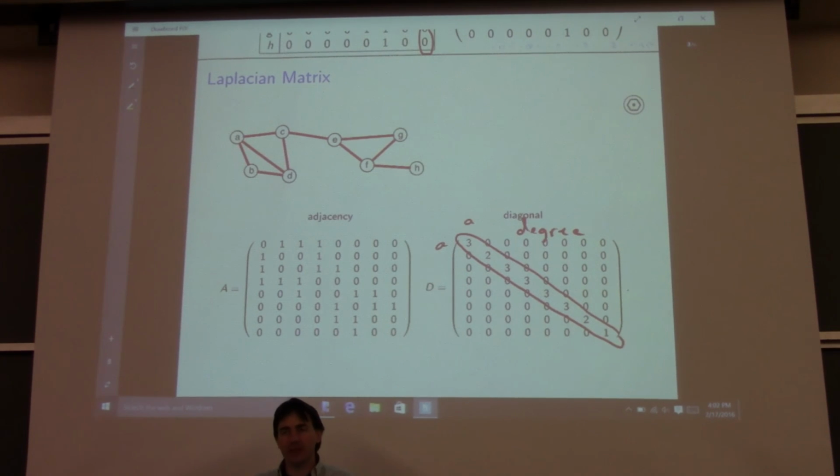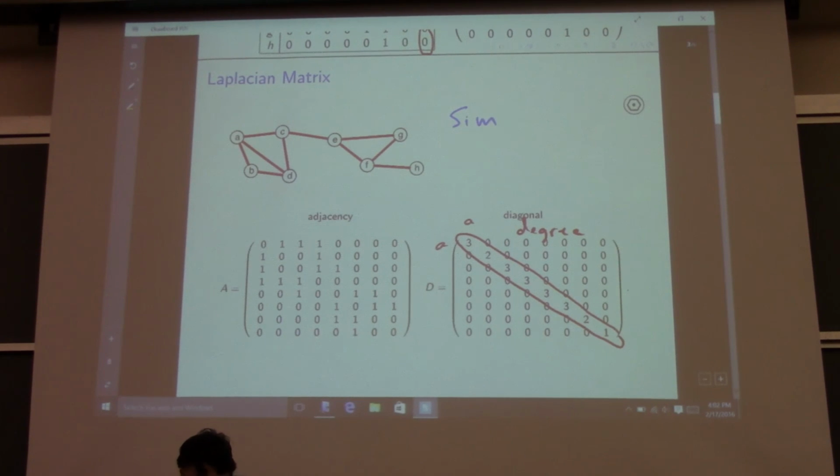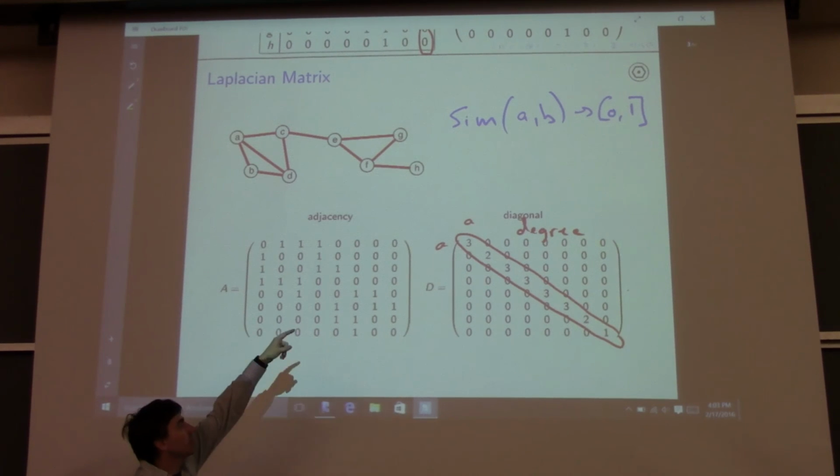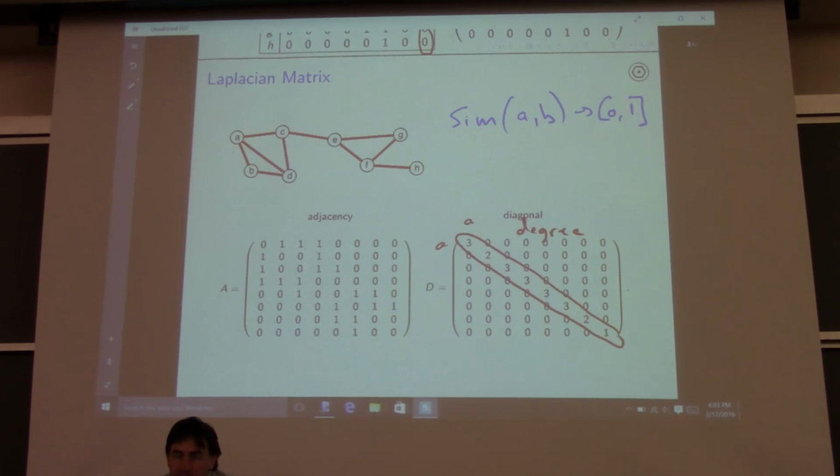So we talked about these when we talked about similarities, right? If I define a similarity, like the Jaccard similarity, between objects A and B, this is going to map to a value between 0 and 1. So instead of saying it had to be 0 or 1, I could say, well, let's map it to a value between 0 and 1, like the Jaccard similarity between these objects.